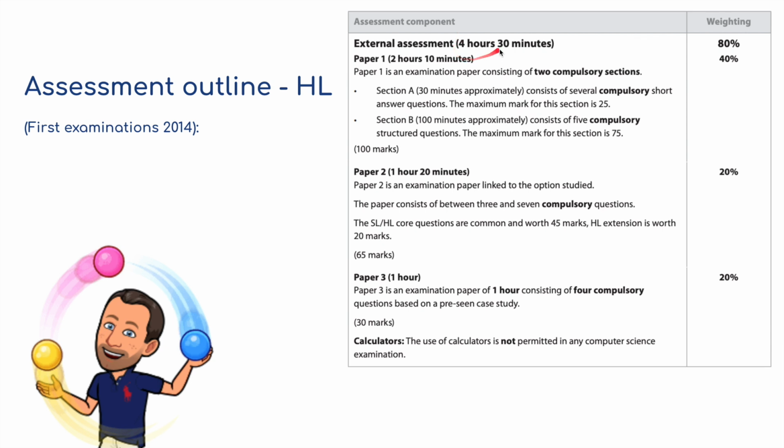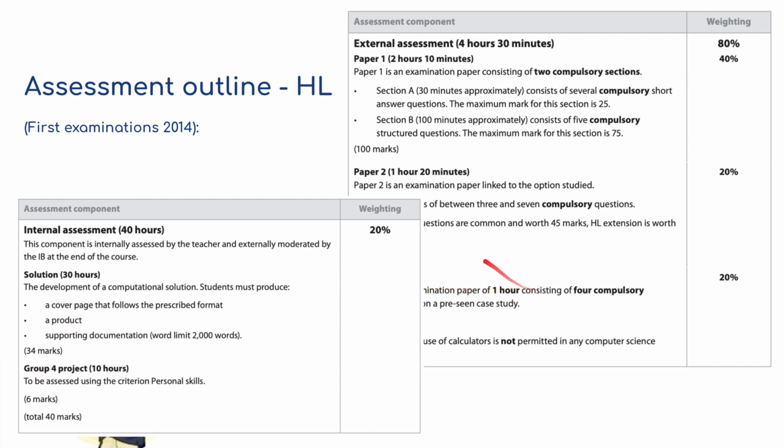Now for higher level, 4 hours and 30 minutes, paper one, 2 hours and 10 minutes, paper two, 1 hour and 20 minutes, and then we've got a paper three, which consists of four compulsory questions based on the pre-seen case study, which we'll come on to later. Paper three will last 1 hour. Again, no calculators are used for higher level. The internal assessment, this time 20%, consisting of 40 hours, 30 hours for the solution of your internal assessment and 10 hours for a group project.